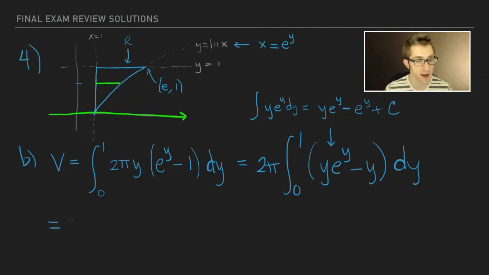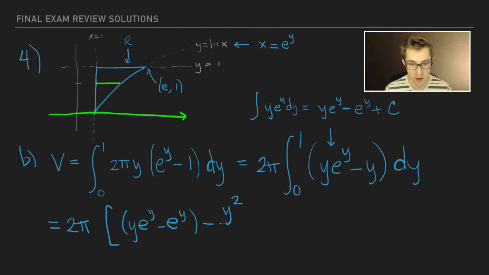So now if I write down the antiderivatives, I have 2 pi times the antiderivative of the first term, e to the y times e to the y, is y times e to the y minus e to the y. And then the antiderivative of the second term, just y here, is y squared divided by 2. I'm evaluating from 0 to 1. And now I'll quickly plug those values in.